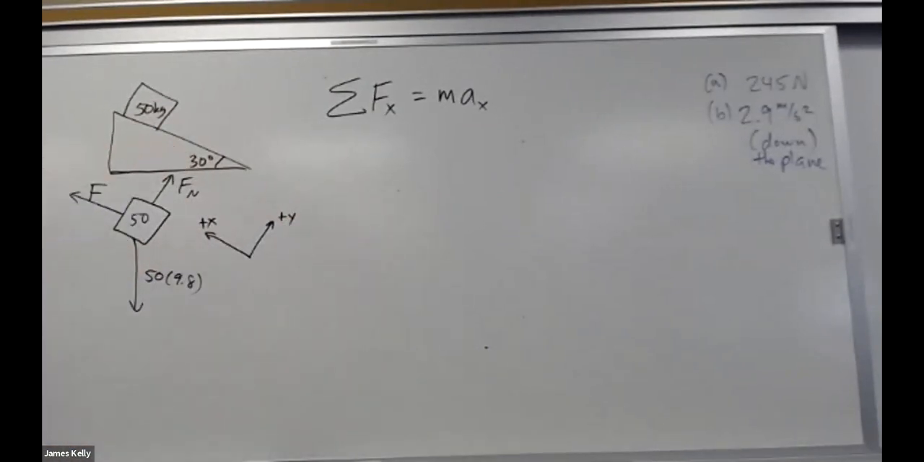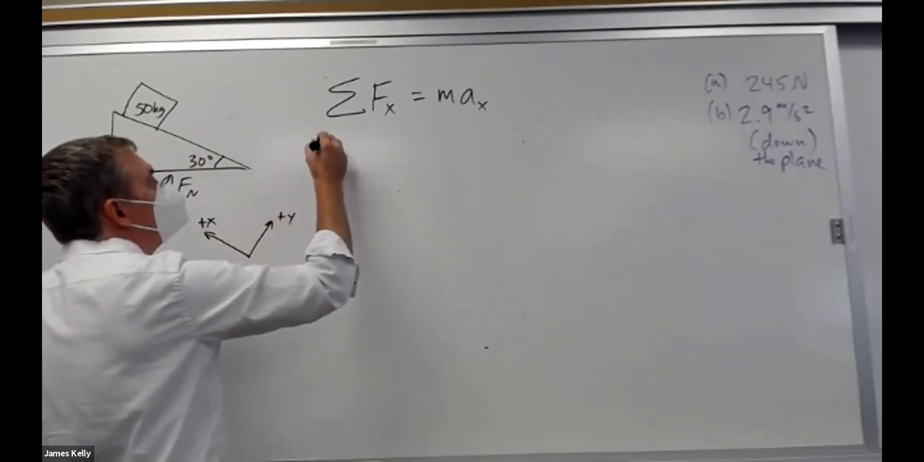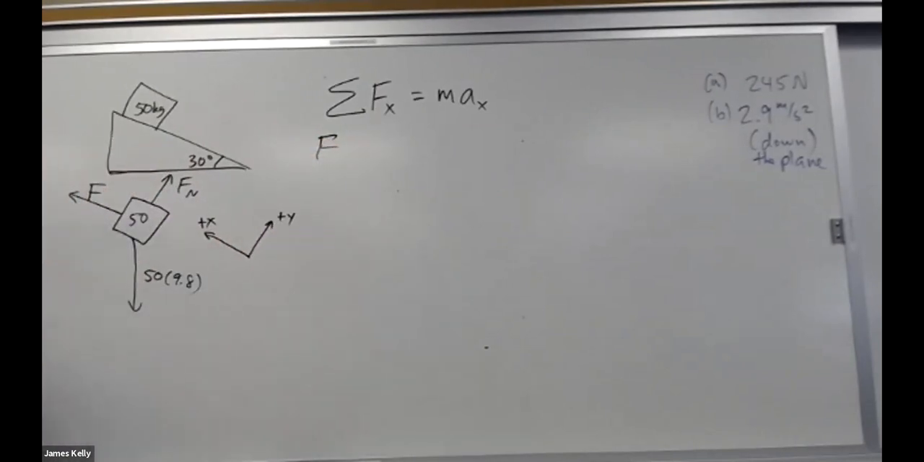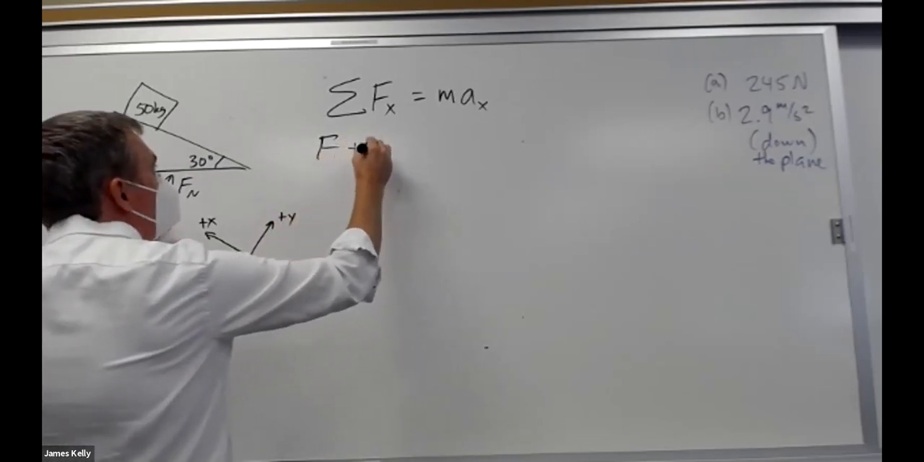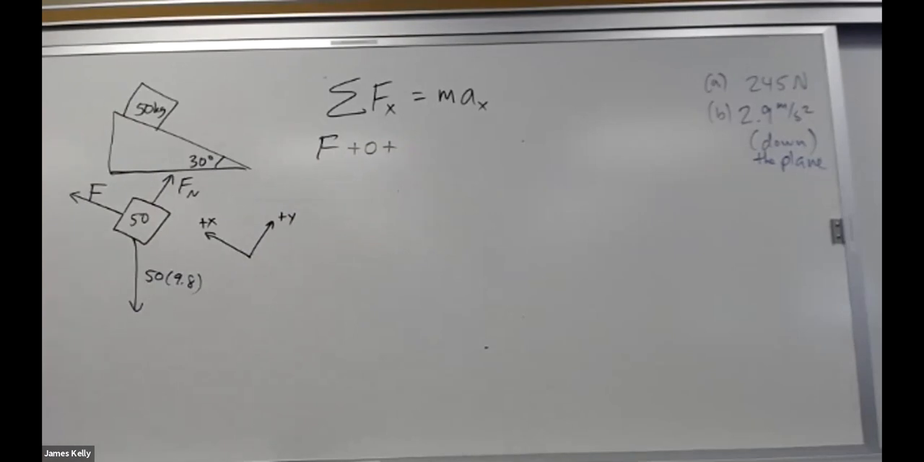Sum of the force X components. Well, F certainly is pointing directly along X. So if this represents the magnitude or length of this force, it's going to be a positive F that comes in here. F comes in with a plus sign because in going from tail to tip, I'm definitely moving along plus X. The normal force has 0 X component. If you really wanted to, you could put that in, but of course we don't need to.